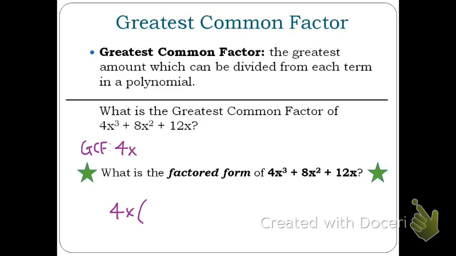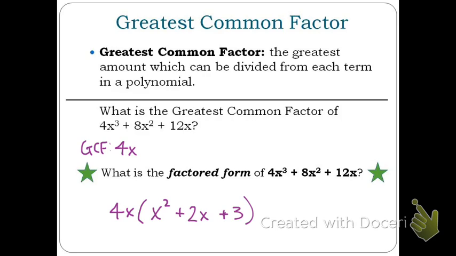So 4x cubed divided by 4x, take away a factor of 1 from the exponent, by the way, but we have 1, or just x to the second power. And then 8x squared divided by 4x is plus 2x. And then 12x divided by 4x, x is canceled, so we are not going to have a variable that time. It's just going to be plus 3.